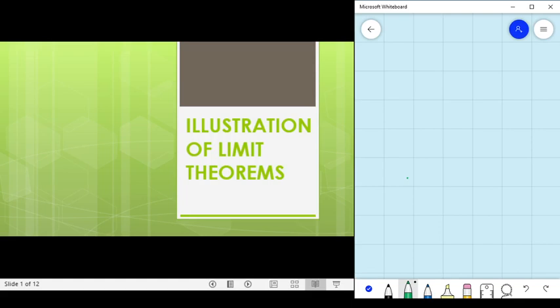Good day, everyone. We are now in topic 1.3 of our basic calculus subject, which talks about illustration of limit theorems.